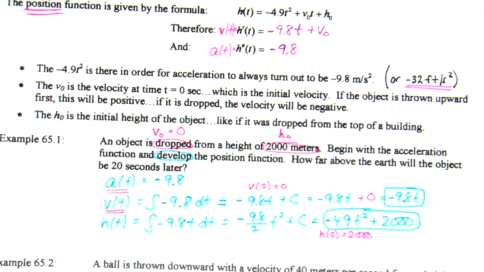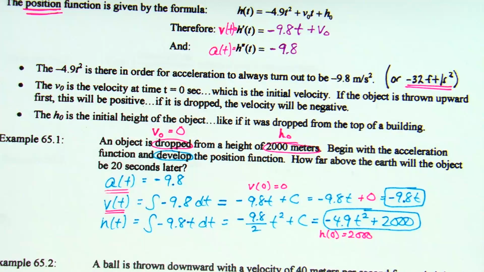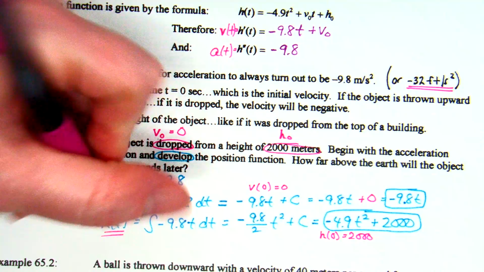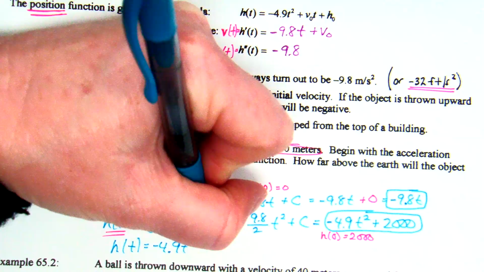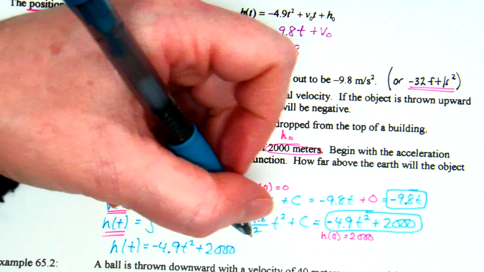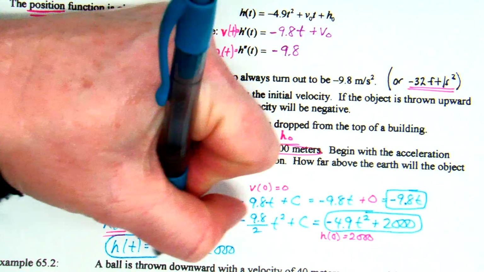Now, what were the questions they asked? I have to remember. Okay. Develop the position function, which, did we get the position function? Yes. My position function would be that h of t is negative 4.9t squared plus 2,000.